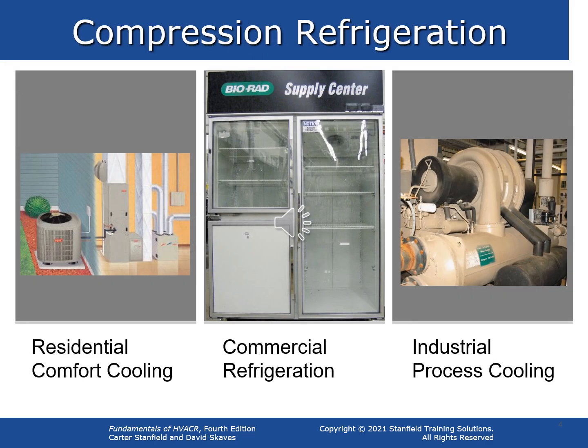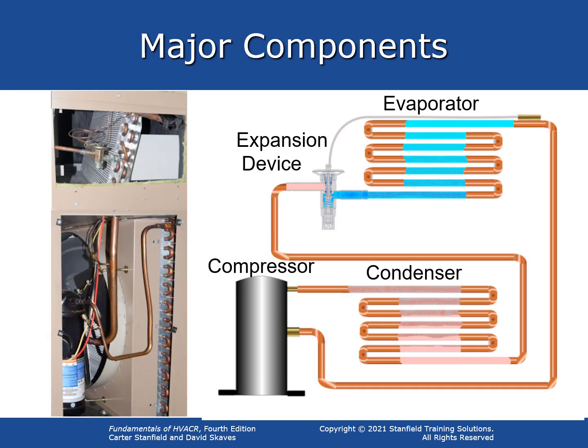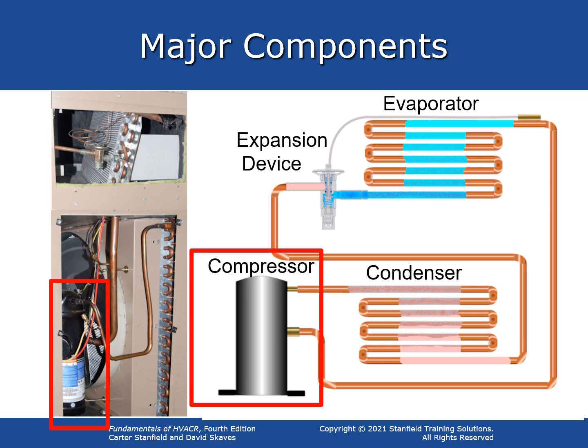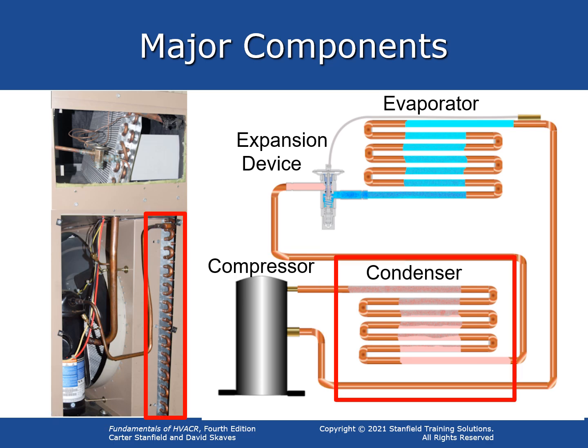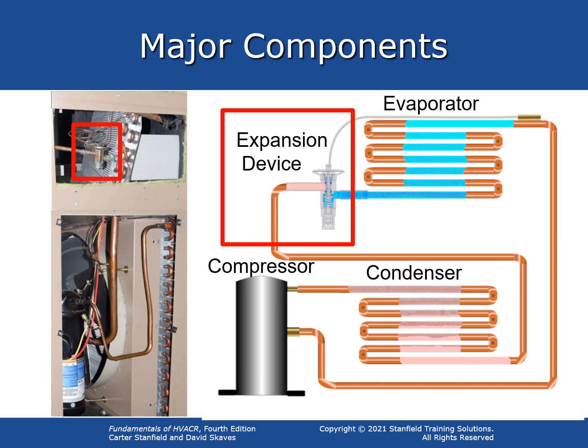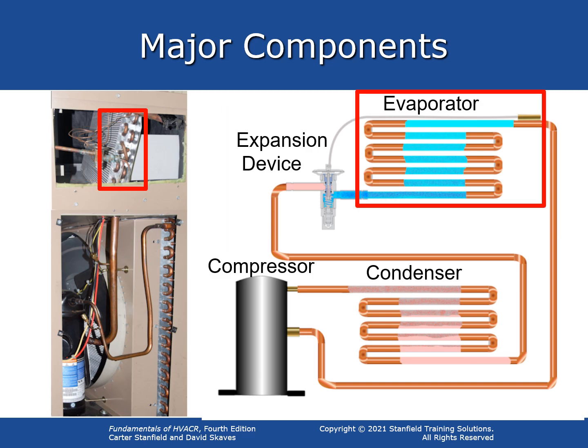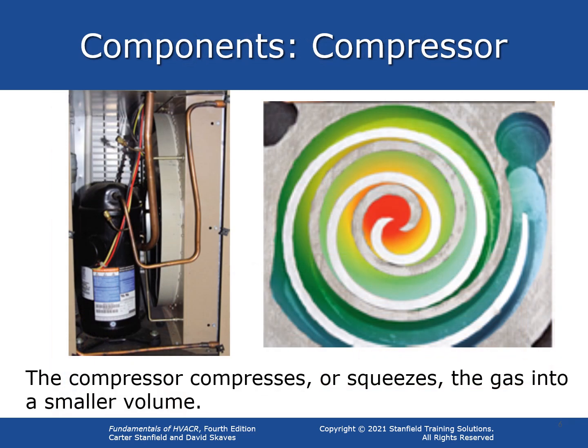A thorough understanding of the refrigeration cycle is absolutely essential to working in the HVACR field. The mechanical compression cycle is used in a wide range of applications, including air conditioning, commercial refrigeration, and industrial process cooling. The refrigeration cycle has four main components: the compressor, the condenser, the expansion device, and the evaporator. The compressor compresses or squeezes the gas into a smaller volume.